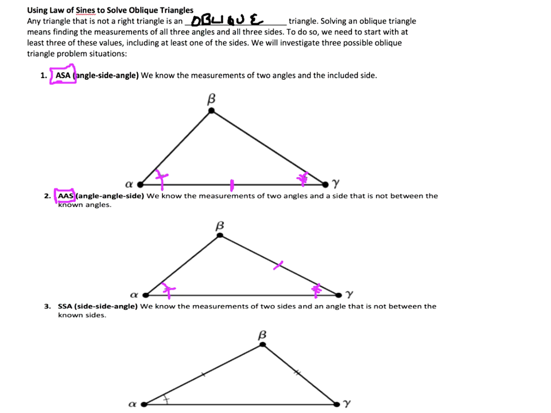And then we have the third case, and they call it side-side-angle, and I'm actually going to change that around so that it sticks in your mind a little better as angle-side-side. So the ASS triangle. This one is an ambiguous case, and we have to look a little further into the structure of the triangle to be able to solve it.